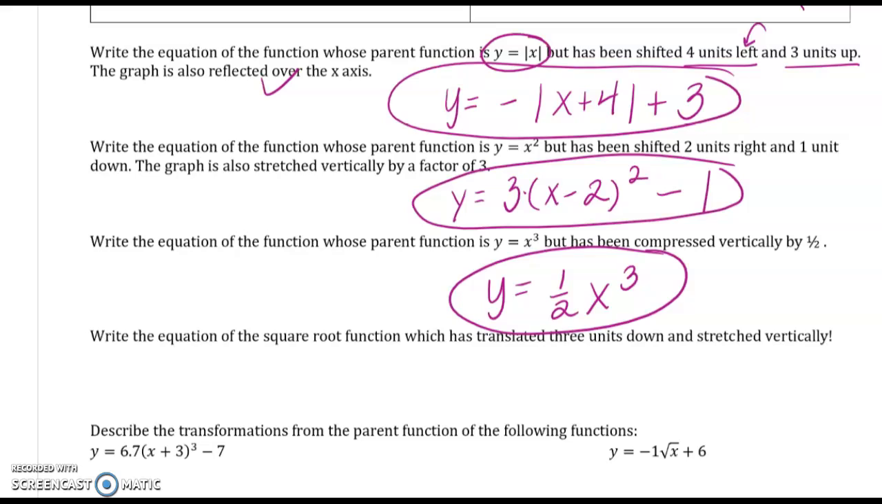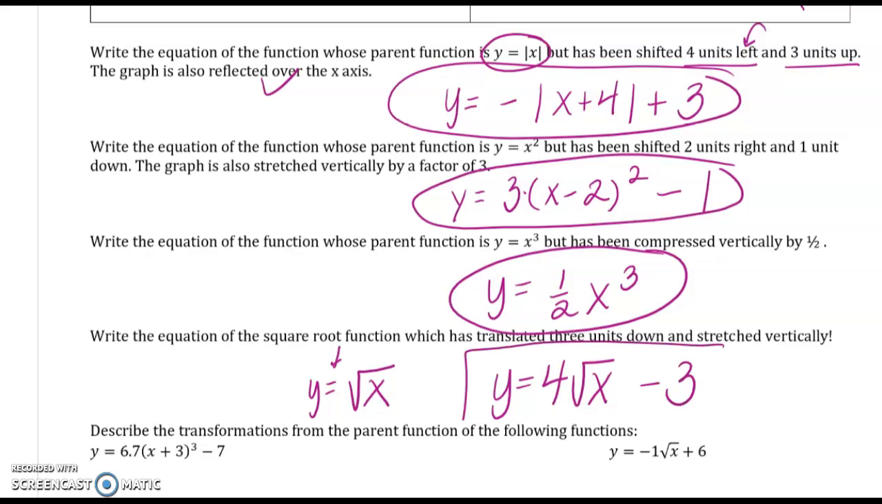Write the equation of the square root function, which is just this, that has been translated 3 units down and stretched vertically. Well, we don't know by what. So let's stretch it by 4. So I might put 4 radical x and then shift down 3.